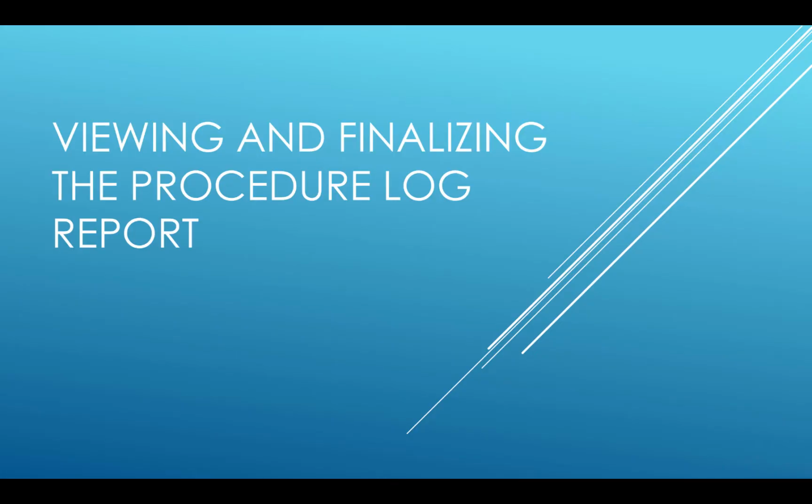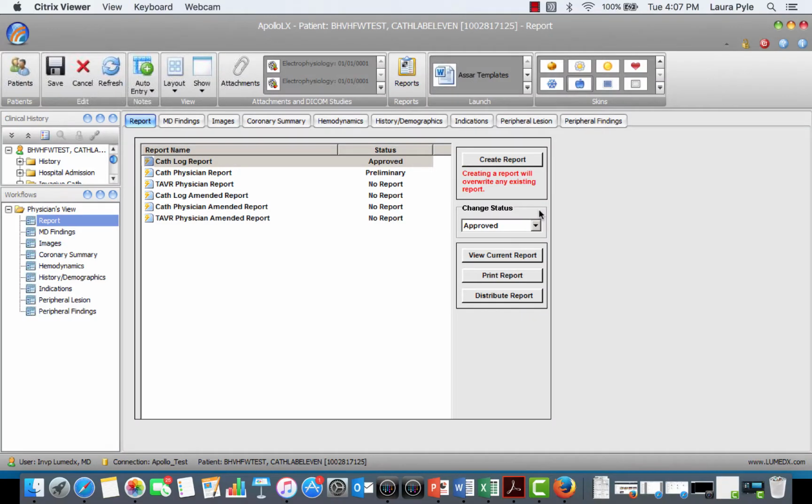Viewing and finalizing the procedure log report. By default, the Report tab will be the first tab opened in the Cath workflow. The first thing you will want to do is check the status of the procedure log report to see if it's in approved status. At the top of the screen, you should see the Cath log report with the status assigned to it. If the status is approved, this means the monitor has signed the report and it's ready for you to review and finalize.